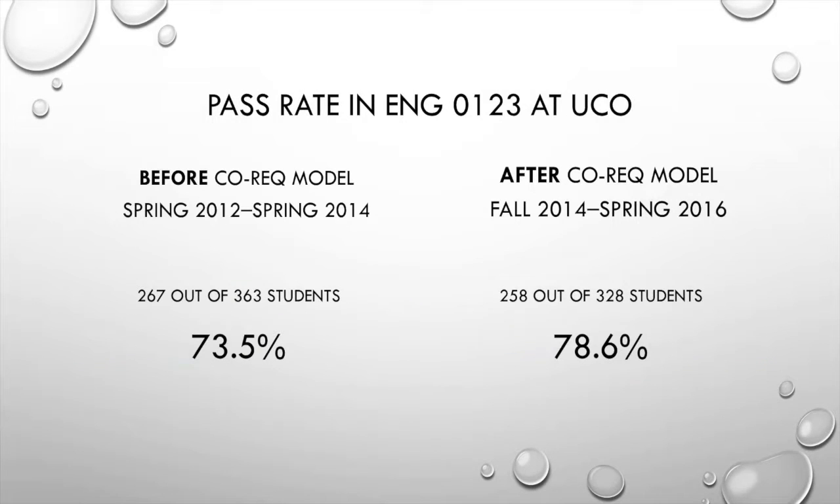Here's a comparison of the pass rates in English 0123 before and after we implemented the co-requisite model at UCO. As you can see, we have increased our pass rate in English 0123 by about 5%, but passing English 0123 is really just the first goal for our students. We want them to succeed in English 1113 and in English 1213.